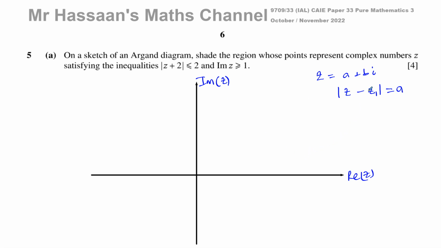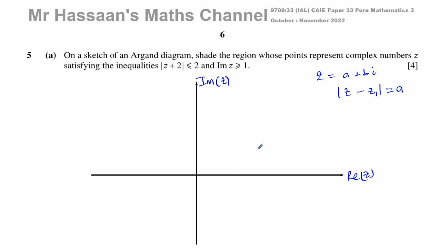All right? So basically, Z1 is a fixed point, and Z is going to be any point which satisfies this equation. What it says is that the difference between the points Z and Z1 has to be equal to 2. In this case, it's 2, equal to a certain value.